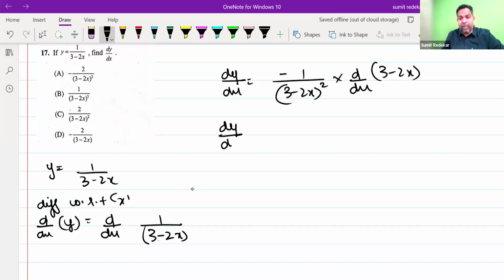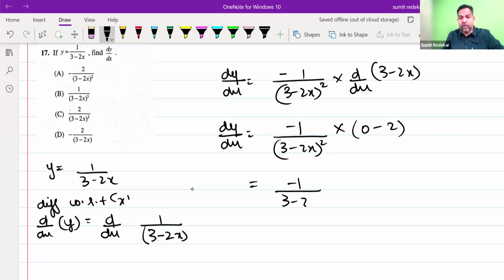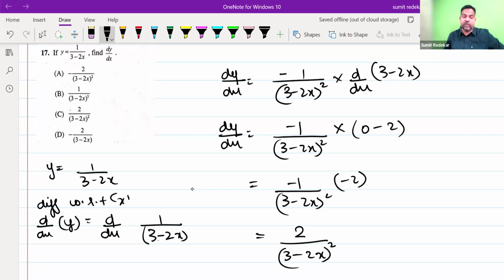So dy by dx is negative 1 upon 3 minus 2x square into derivative of 3 is 0, 2 comes out, derivative of x is 1. So that is minus 1 upon 3 minus 2x, the whole square into minus 2. Negative negative becomes positive: 2 upon 3 minus 2x, the whole square. Is that an option? Yes. The answer to that is going to be C. So question number 17, the answer is going to be C.